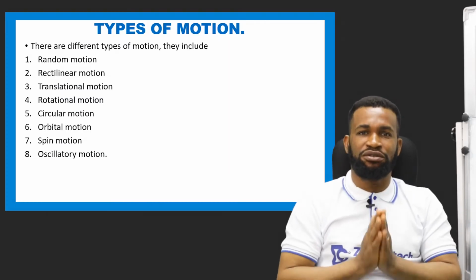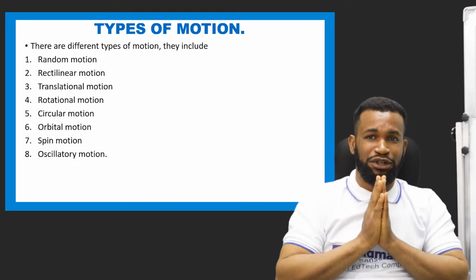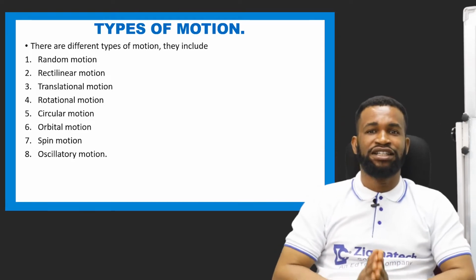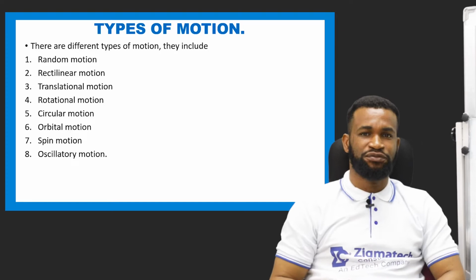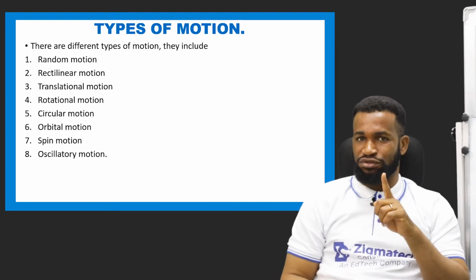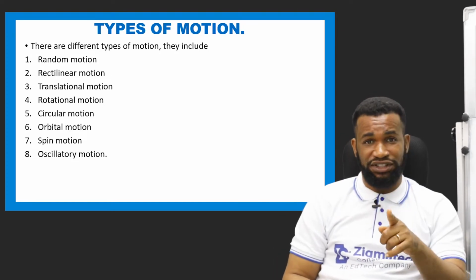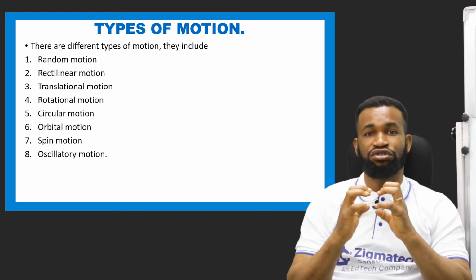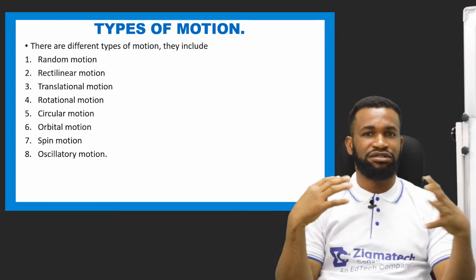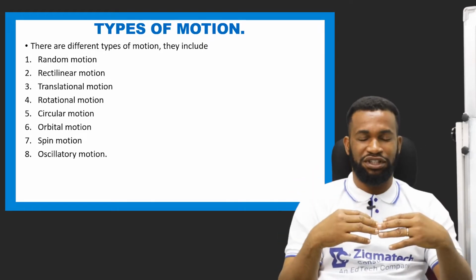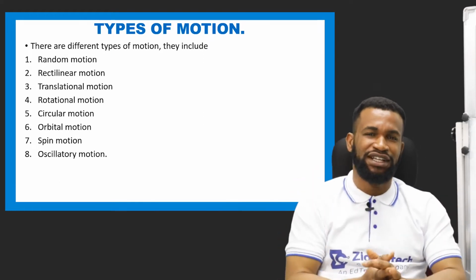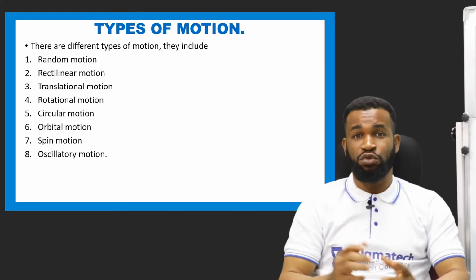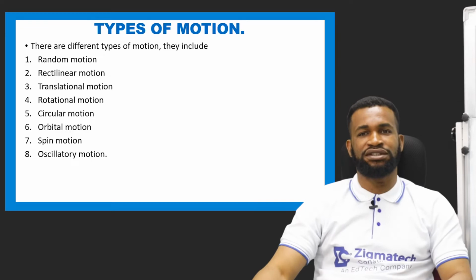There are different types of motion. They include random motion, rectilinear, rotational, circular, orbital, spin, and oscillatory motion. I removed relative motion for an obvious reason. You'll find out why. Relative motion is a broad topic which talks about a position of reference, and it should be treated as a separate topic. We are here to cover you on that.